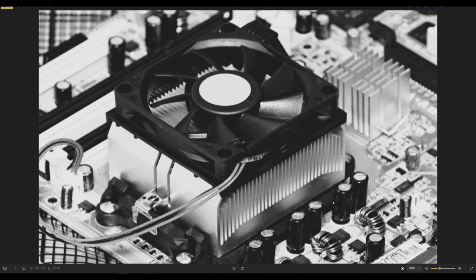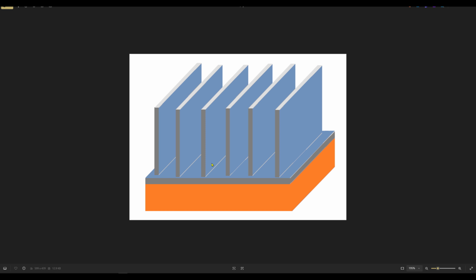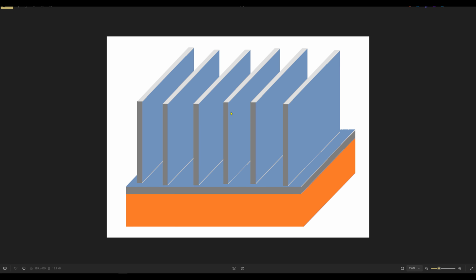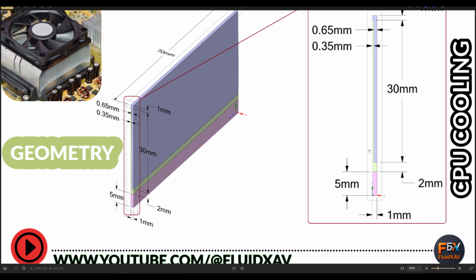To reduce the computational cost, we will use geometrical symmetry and simulate only the smallest repeating unit of the heatsink and air channel. As you can see, this is a schematic of our geometry. We will model a small part of these fins and the CPU, and by doing so we will reduce the computational cost. This course is divided into 4 parts, all handled inside the Ansys Workbench.